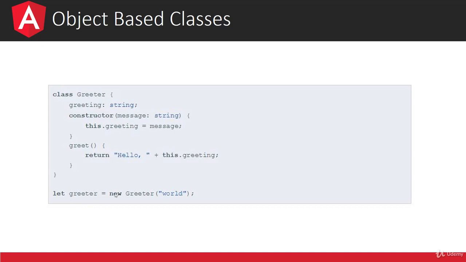And then down here is where we actually initialize or instantiate the object using the greeter class, and we're passing in world, the string world, which gets passed into the constructor. Okay, because the constructor runs as soon as this is instantiated. So that's a basic class, and it works just like a class in any other language.